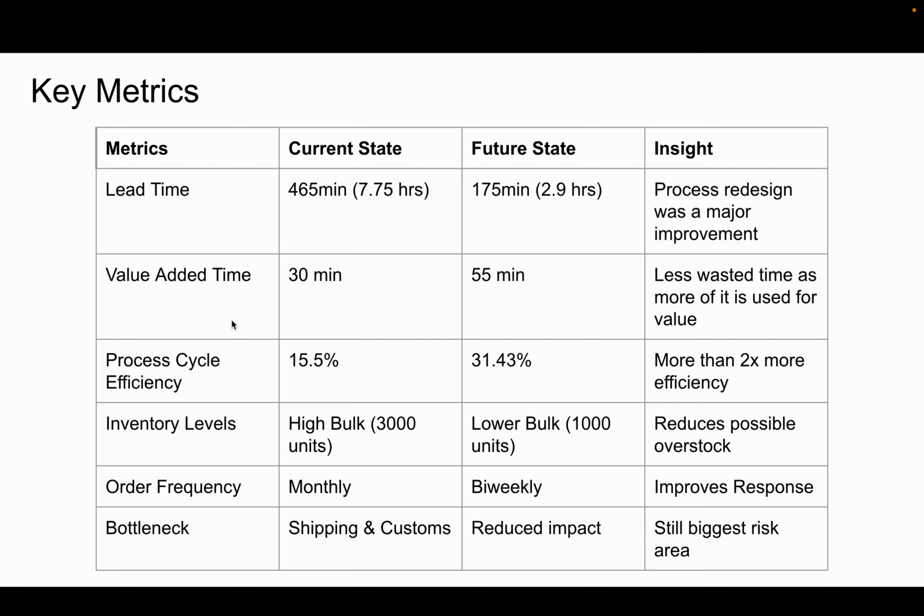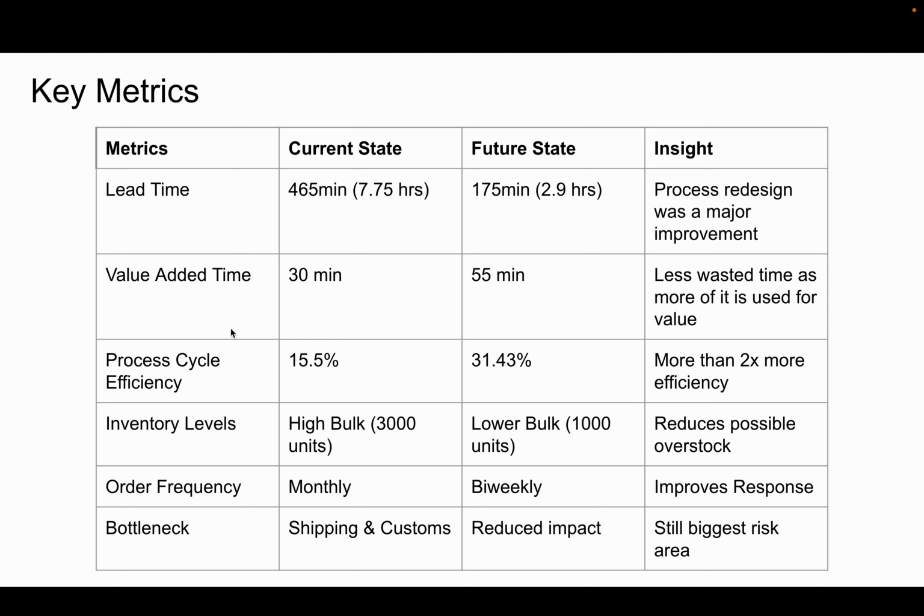Now let's go to the value added time. This is a big one because a lot of the time in the previous, or current state, process was wasted on stuff that wasn't really super important. As you can see, in the future state there was a lot more value added time. So there's less wasted time, obviously, and more of it is used for value.